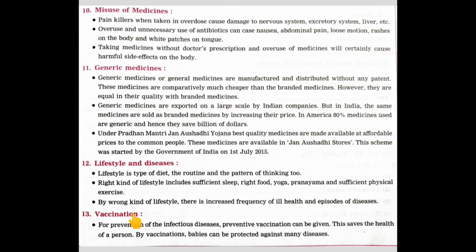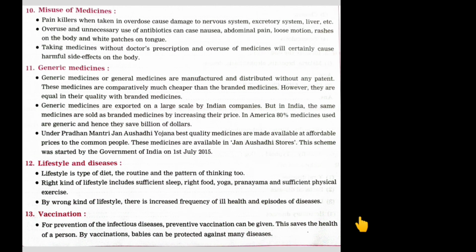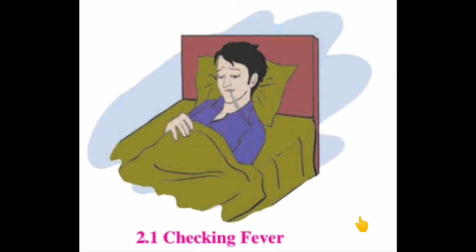And at last we have to see about vaccination. Vaccination is very necessary for prevention of infectious diseases. Preventive vaccination can be given, which saves the health of a person. By vaccination, babies can be protected against many diseases. Covishield is a vaccine against the COVID-19 virus, so each and every person should get that vaccine. Now people above 18 years are getting the Covishield vaccine against coronavirus. So this is all about health and diseases.